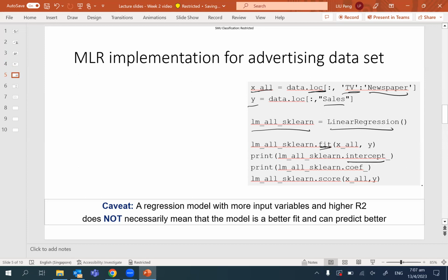And then we can extract the intercept and coefficients, which will be more than 1, and then we can use a score method to say what is the R square for the data we have. That is just to calculate the R square using the score function.